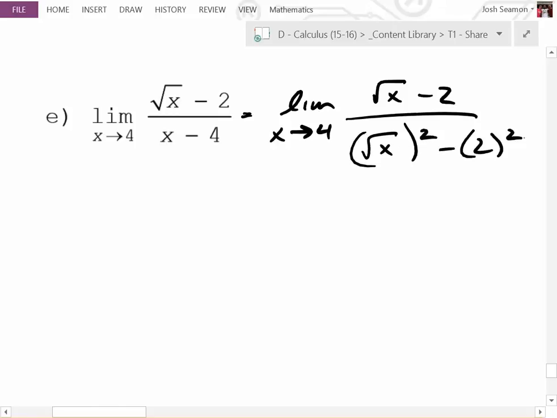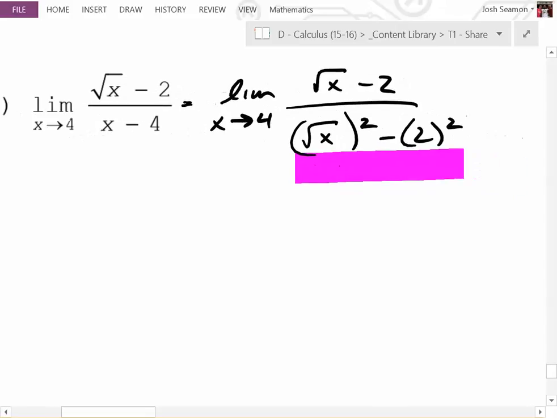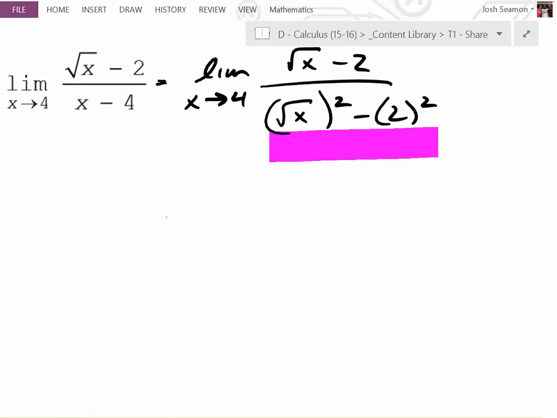Have I changed anything? What's the square root of x squared? What's the square root of 2 squared? Sorry, what is 2 squared? 4. But what is now recognizable? What is this thing at the bottom? That's the difference of what? Anything is the difference of squares. It's not necessarily pretty. Is this pretty? It's debatable. So what do you end up with?